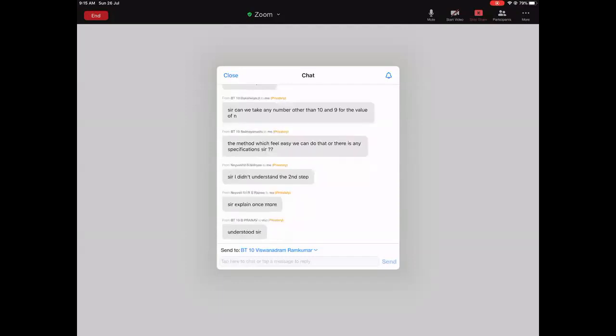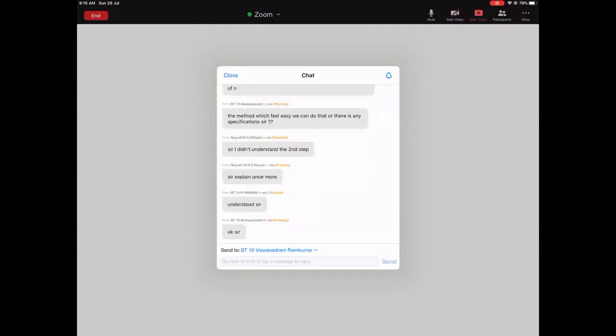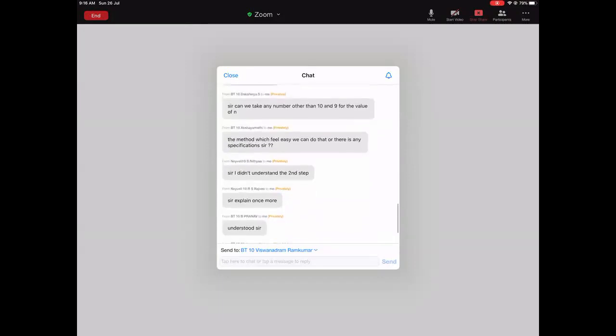You can do it whichever way you find it convenient. Both ways are correct. Rajiv, Nitya, are we getting it? Yes, Nitya, what about you? Did we get it now?